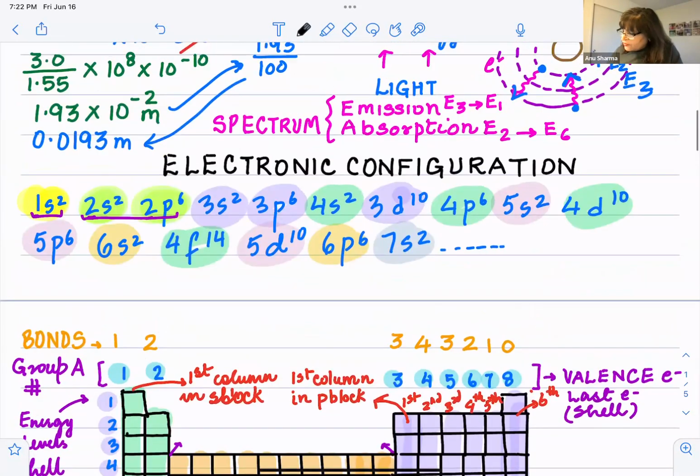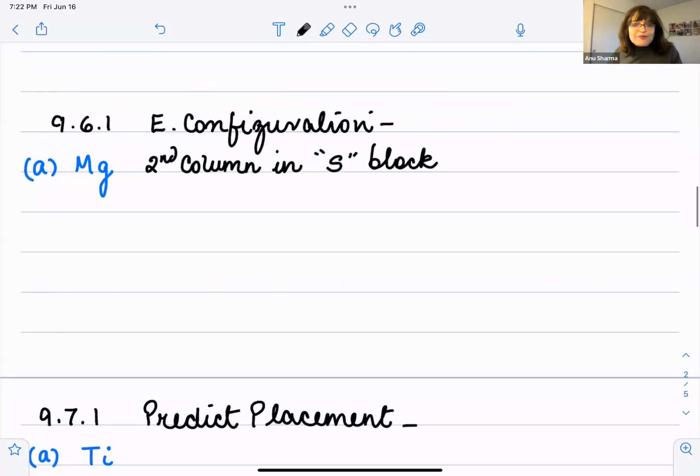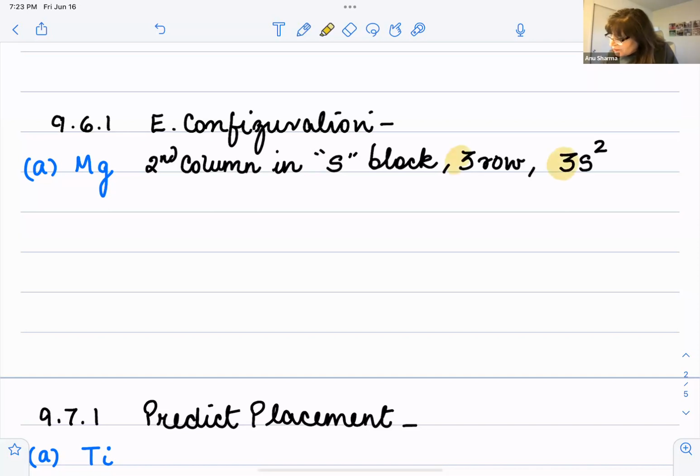When you look at this, where do you stop? Of course you stop based on the number of electrons that you need to place, but we need to place them correctly also. So the last placement. Second column in the S block, and what row is that? The third row. So the absolute last electron is going to look like 3s2. Okay, so this is what it means. The third row, 3 is this number, S is this S block, the block part.